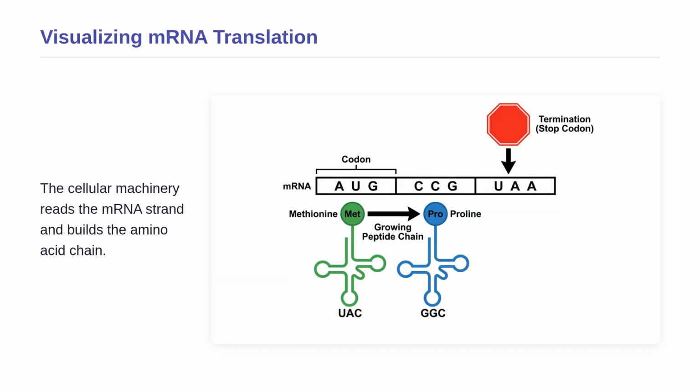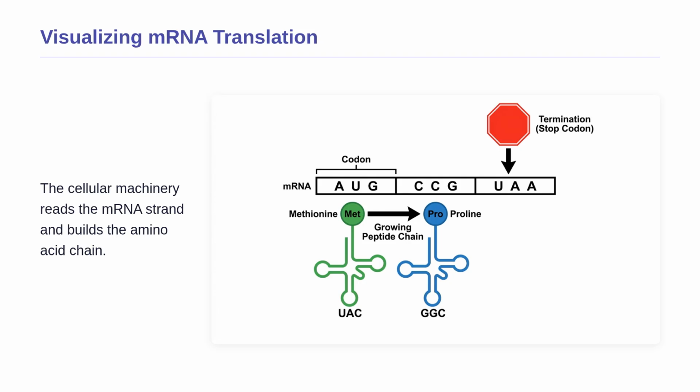To make this process completely clear, let us look at a diagram of what we just calculated. In the center, you can see the horizontal messenger RNA strand divided into our 3 codons, AUG, CCG, and UAA. Below the strand, transfer RNA molecules act as the physical adapters.